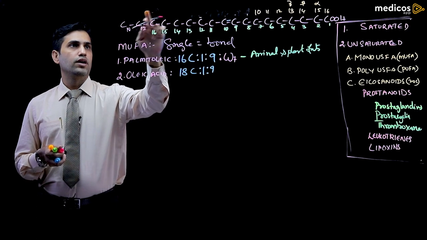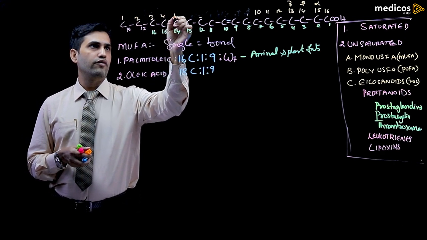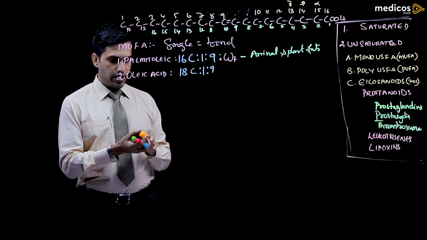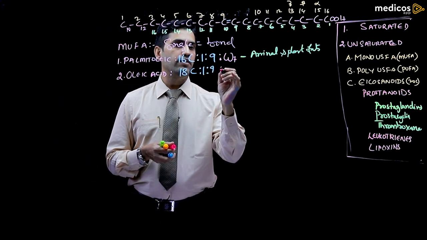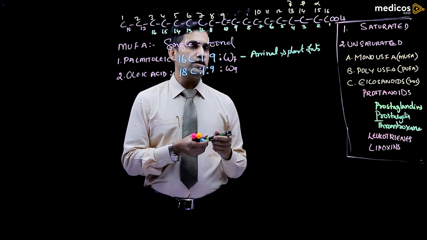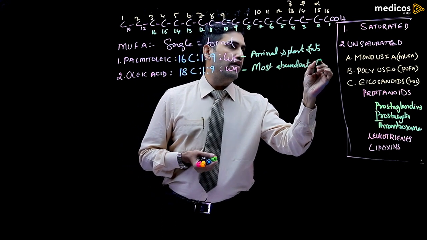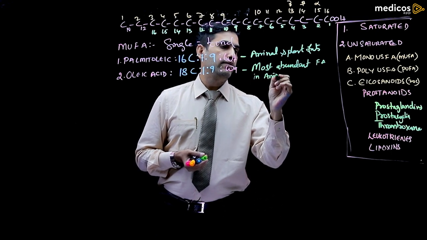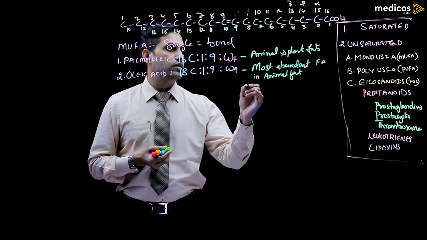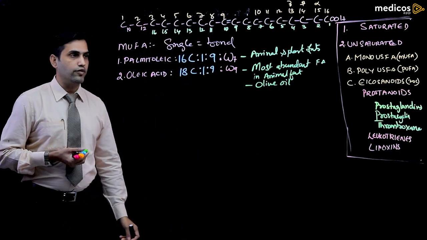This will be now 1, 2, 3, 4, 5, 6, 7, 8 and 9. So the double bond is now on the 9th carbon. So it will be an omega 9 family. Oleic acid is the most abundant fatty acid in animal fat. Huge amount of oleic acid is present in animal fat. It is also rich in olive oil.